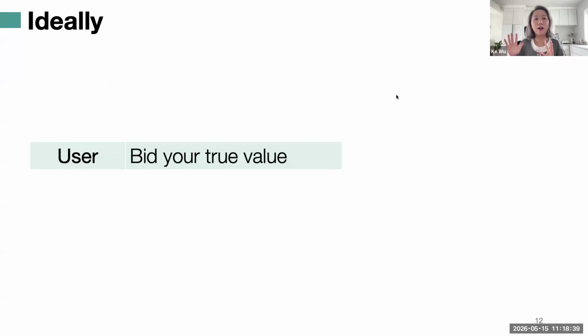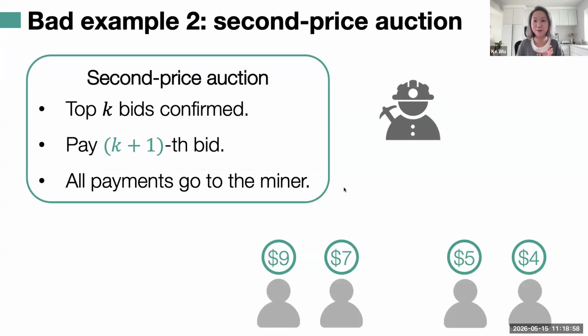Now, if you have learned something about game theory, a game theorist might say, well, we know how to address this: second price auction. Okay, second price auction provides this guarantee. Users are incentivized to just bid their true value. And this is our second bad example.